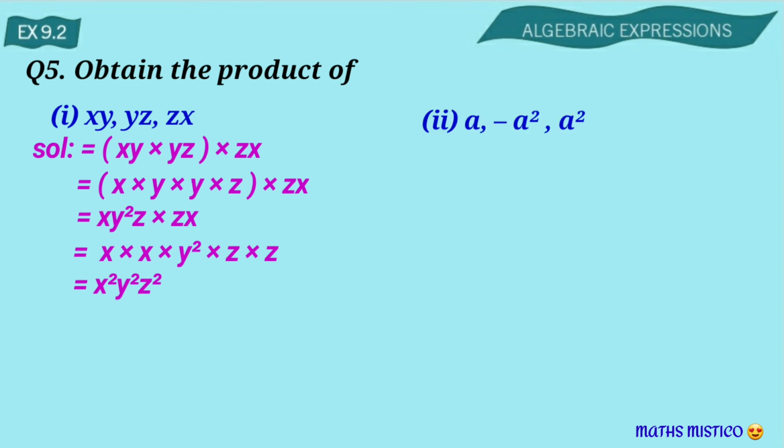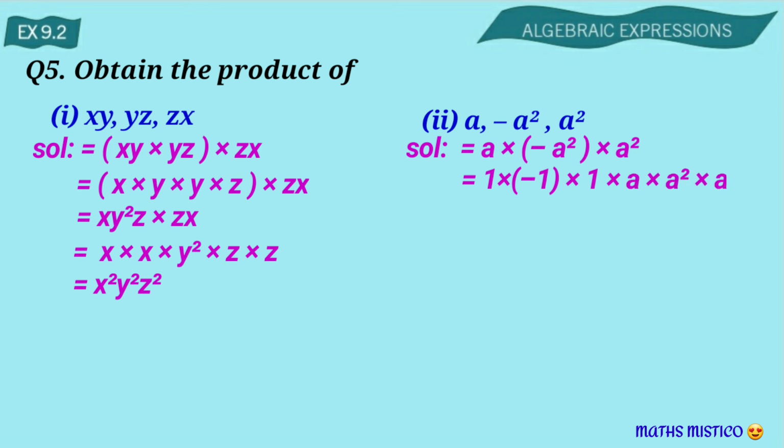Okay, now let's solve the second part. Here we have a into minus a square into a square. As the second monomial is negative, we will put it in a bracket. What are the numbers present in all the 3 terms? They are 1, -1 and 1.